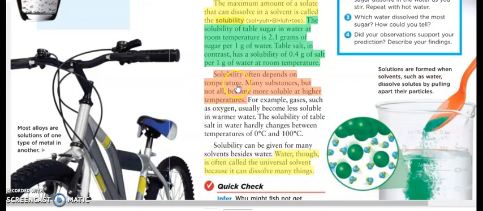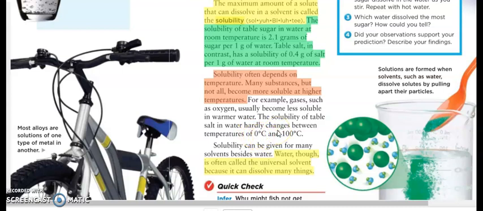So solubility often depends on temperature, as you see in the experiment. Many substances, but not all, become more soluble at higher temperature. As you see, when we put the sugar inside the hot water, it dissolves faster than in cold water. Another example, gases such as oxygen usually become less soluble in warmer water. The solubility of table salt in water hardly changes between temperatures of 0 degrees and 100 degrees.